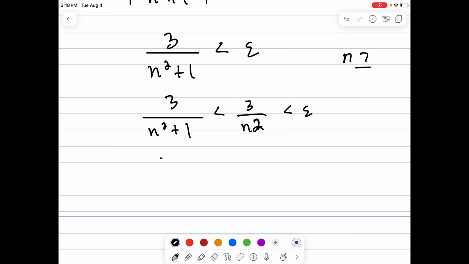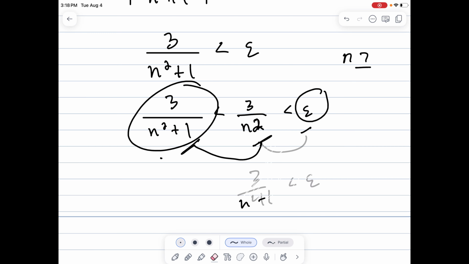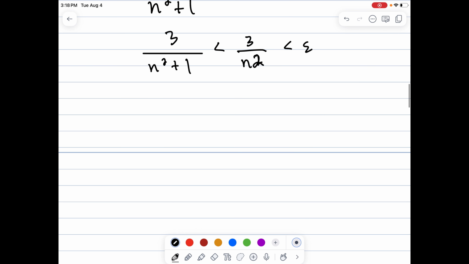And when you have an inequality like a less than, if you have one thing that's bigger than the other, and that thing in the middle is bigger than something else, the inequality still holds. That 3 over n squared plus 1 would still be less than epsilon. So again, you could make your life easier by getting one component away, which was that 1, and we're going to work with that statement. So 3 over n squared is less than epsilon.